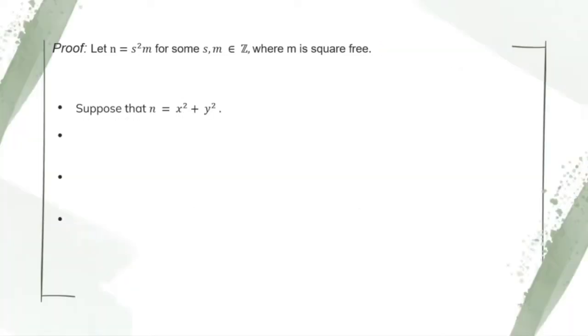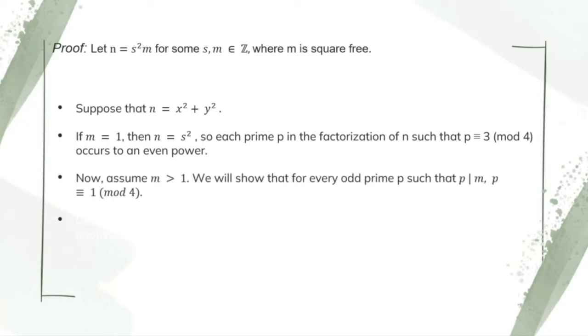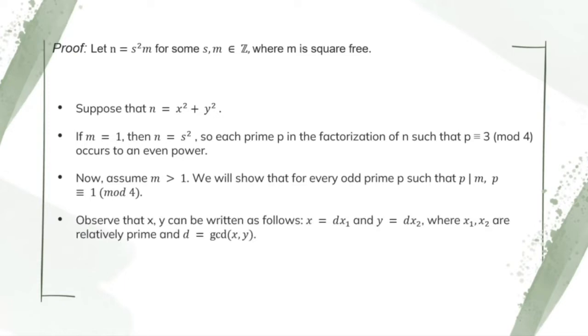Okay, since n is the sum of two squares, suppose that n equals x squared plus y squared. If m equals 1, then n equals x squared. So each prime p in the factorization of n such that p is congruent to 3 modulo 4 occurs to an even power. Now, assume m is greater than 1. We will show that for every odd prime p such that m is divisible by p, p is congruent to 1 modulo 4.